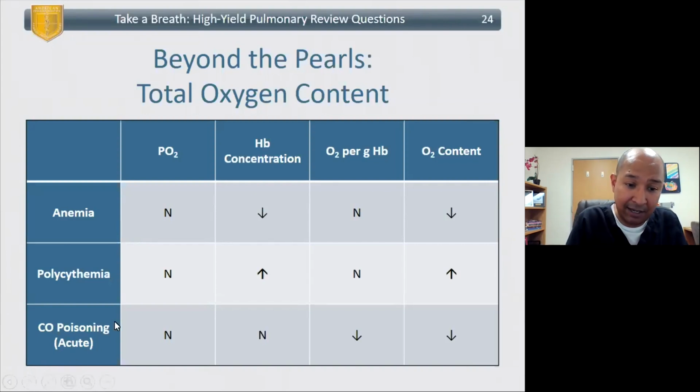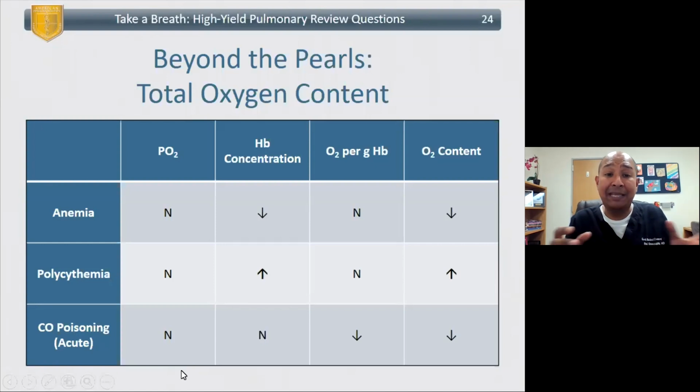Because in carbon monoxide poisoning, PaO2 should be normal because it's not atmospheric pressure. You're not changing FiO2. You're not increasing or decreasing your minute ventilation. Your hemoglobin concentration will not be affected when you have acute carbon monoxide poisoning. But what's going to change is the amount of oxygen bound to the hemoglobin, because carbon monoxide is going to be bound strongly to one of those binding spots. So if one of these three goes down, then total oxygen content needs to be low. And that's why total oxygen content was going to be low in that specific case. Wonderful.